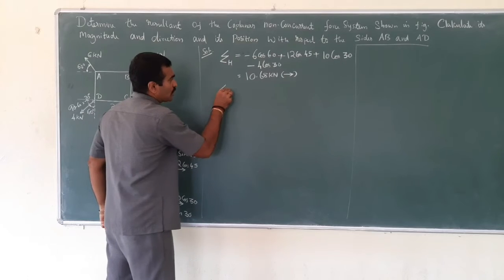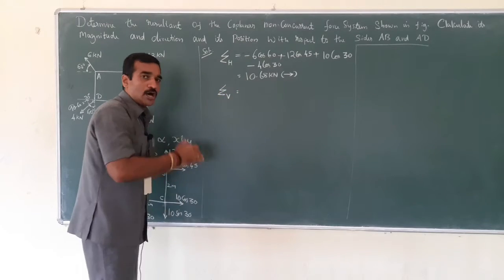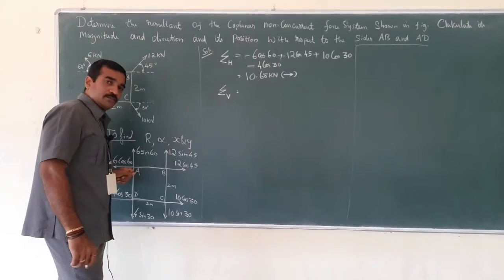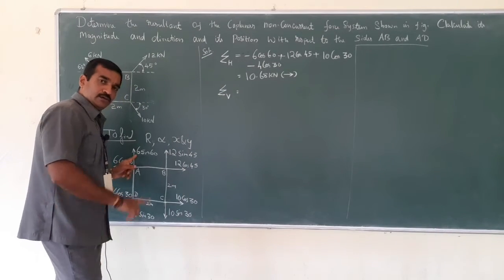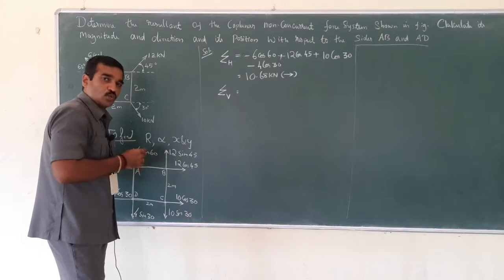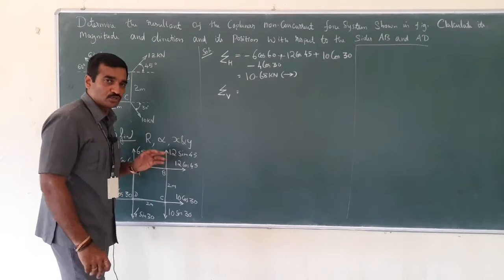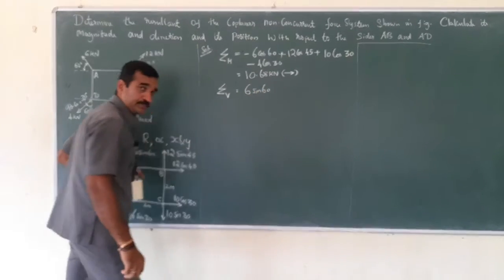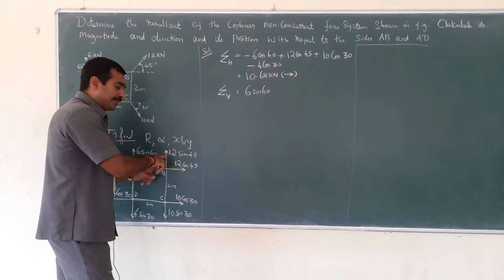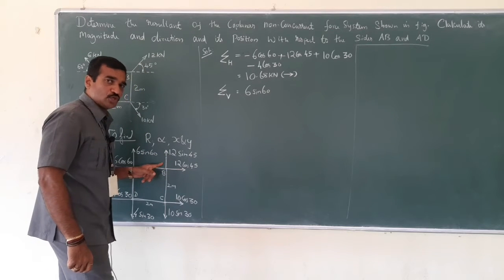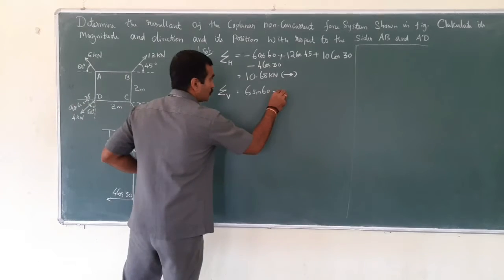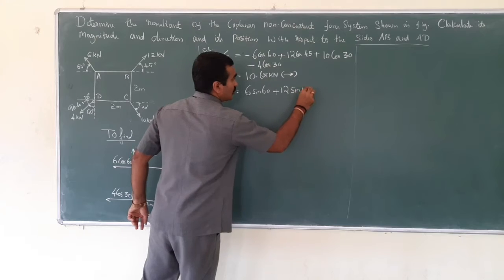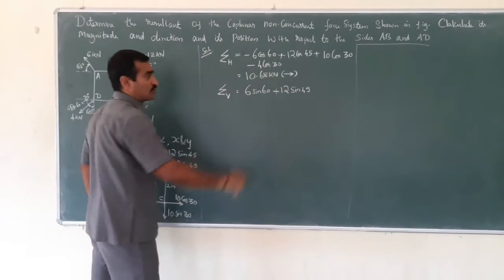Next I am going to resolve the vertical forces, the sum of all the vertical forces. Let me take point A. Here the arrow is heading towards the positive y direction, therefore it will carry a positive sign. The magnitude is 6 sin 60. Let me move to point B, where a force is heading towards the positive y direction with magnitude 12 sin 45. Since it is heading towards the positive y direction, the sign is positive.